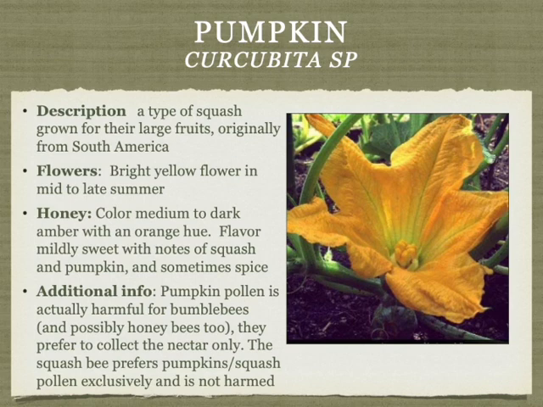Pumpkin, and in this I would also include squash. It's really impossible to distinguish between honey produced from pumpkin versus squash. It's a medium to dark amber with a beautiful orange hue. The flavor is sweet with notes of the squash or pumpkin, but not the pumpkin spice flavor in your coffee. Not that. The interesting thing is these plants were evolved to be pollinated exclusively by the squash bee.